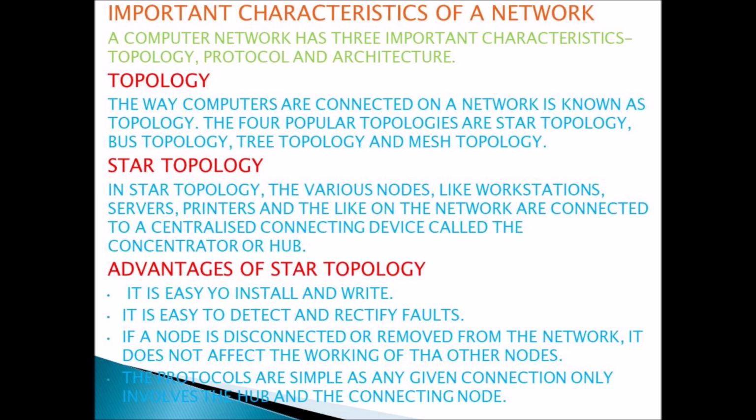If a node is disconnected or removed from the network, it does not affect the working of the other nodes, because each and every device is connected independently to the hub, that is the centralized device. The devices are not connected to each other. All the devices are connected to the hub only. So in case any device develops a fault, it doesn't affect the other devices.